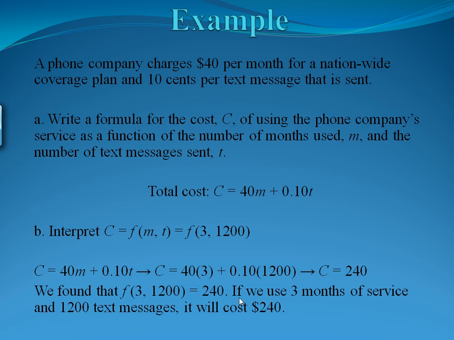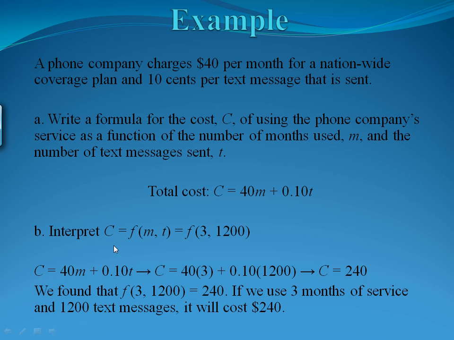We want to write a formula for the total cost, capital C, using the phone company service as a function of the number of months used and the number of text messages sent. So the total cost will be 40 times M, okay, so $40 per month, so we can plug in the number of months, plus 0.10 times T. Remember, when you're talking about change instead of dollars, you want to use a decimal point. So it's 10 cents per text message, T for text messages.